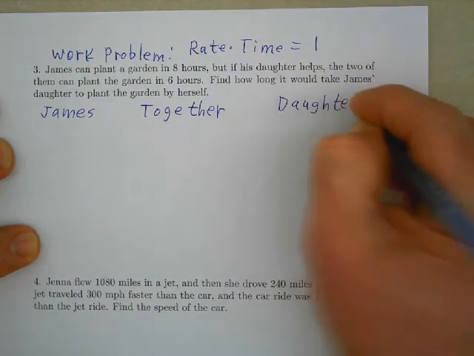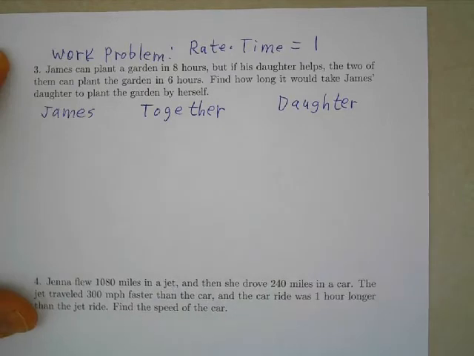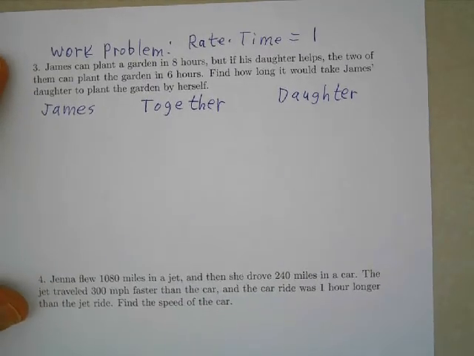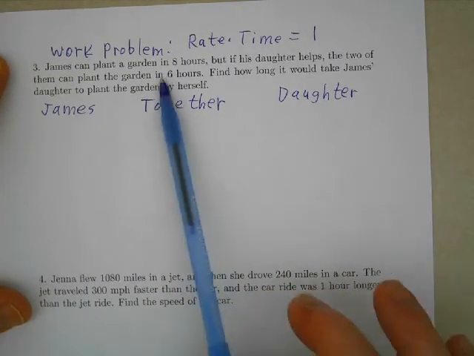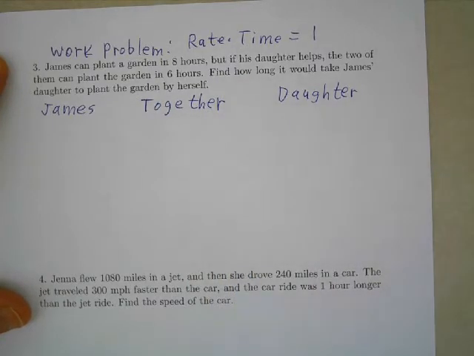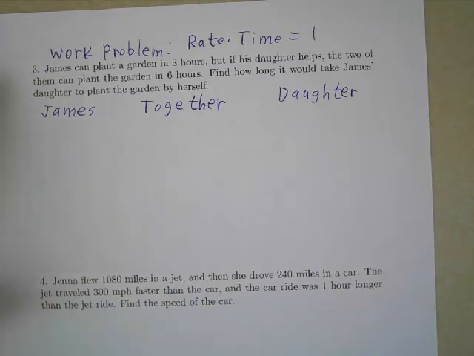We're supposed to find how long it takes the daughter to plant the garden by herself. James can plant the garden in 8 hours, but if his daughter helps, the two of them can plant the garden in 6 hours. Find how long it would take James's daughter to plant the garden by herself.